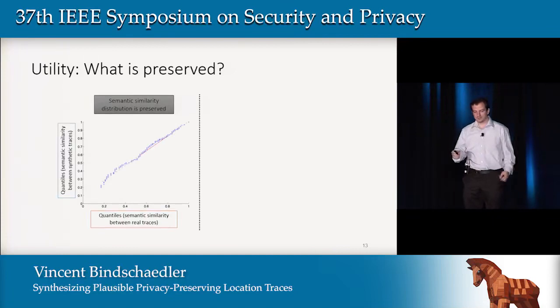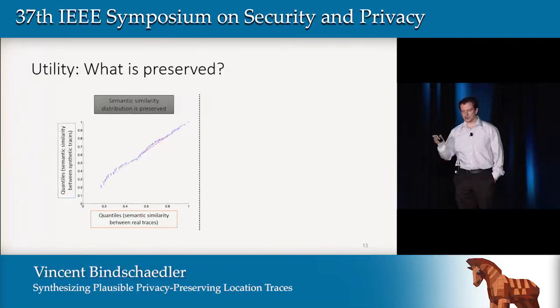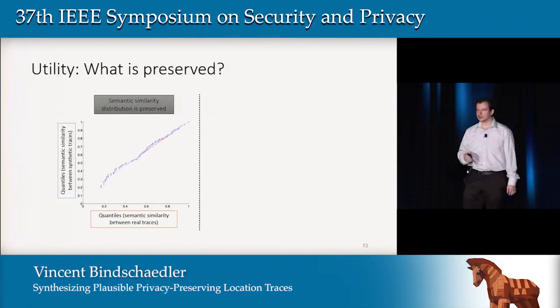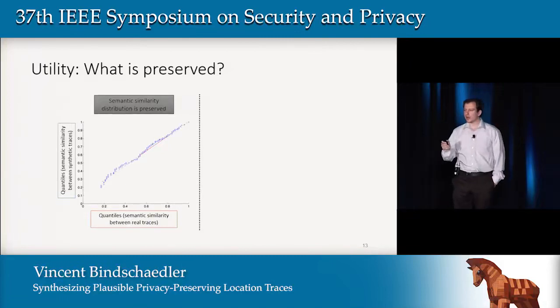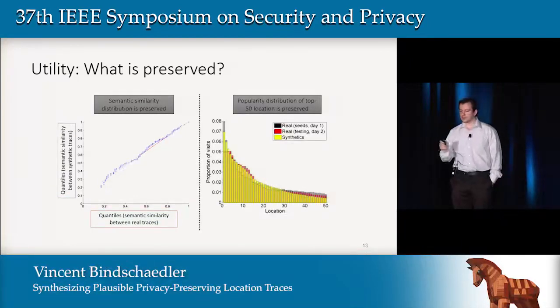So if we take two random real traces and look at their semantic similarity, the distribution of which is very close to the distribution of the semantic similarity of two random synthetic traces. Now, as it turns out, we also preserve some geographic features. So for example, we preserve the proportion of visits for the top 50 most visited locations.